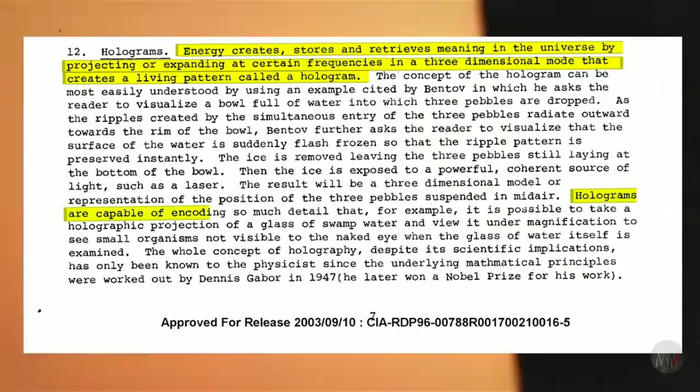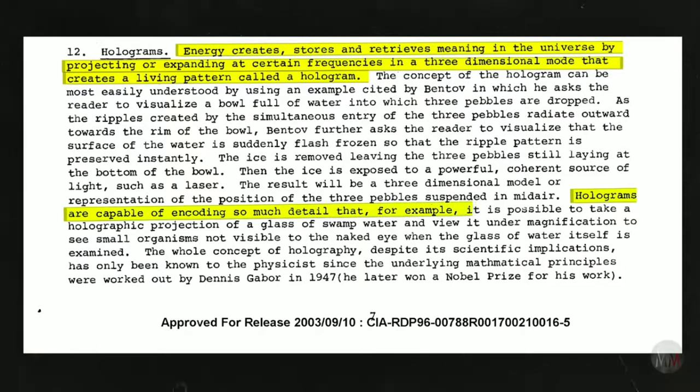Holograms are capable of encoding so much detail that, for example, it is possible to take a holographic projection of a glass of swamp water and view it under magnification to see small organisms not visible to the naked eye, when the glass of water itself is examined.